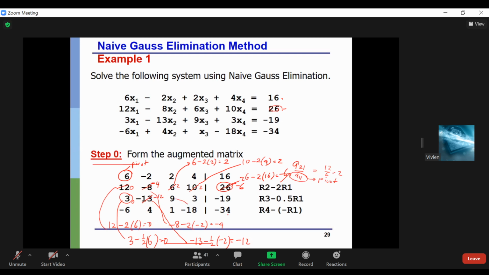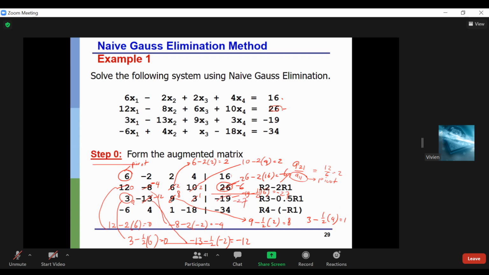Next, the third element, we have 9 minus half times 2, which is 1. So that is 8, and this will be updated with 8. Next, we have 3. So 3 minus half times 4, which is 2. So 3 minus 2 is 1. Again, this one we have minus 19. So minus 19 minus half of the value of the first row, 16, which will be 8. So that will be minus 27. So the result is minus 27. So here now becomes minus 27.